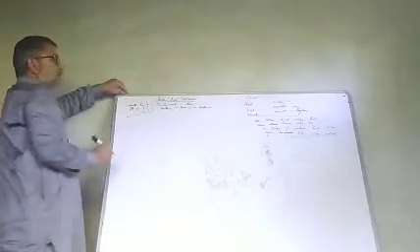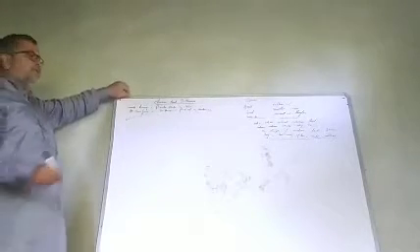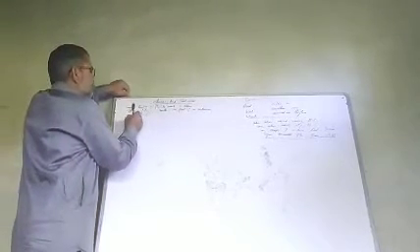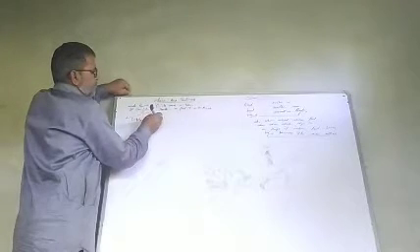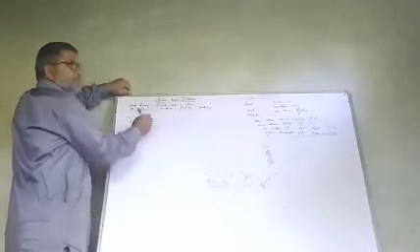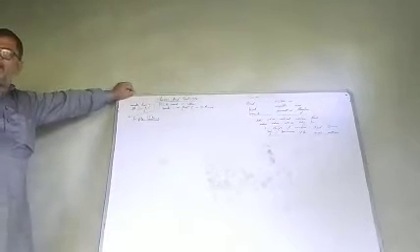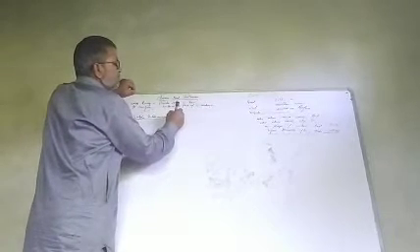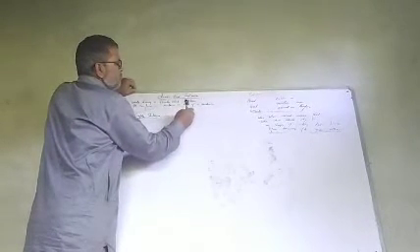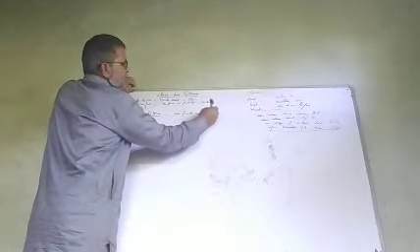On the basis of clause, sentences are of three types. Number one is simple sentence. Simple sentence is a sentence which contains one finite verb in it.